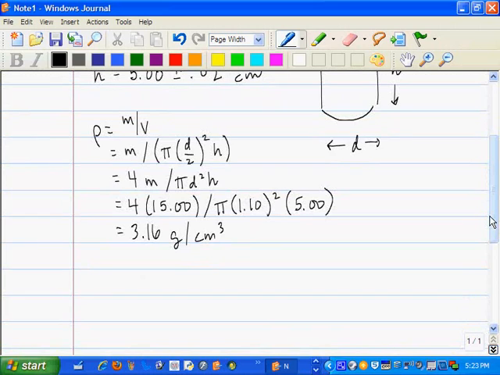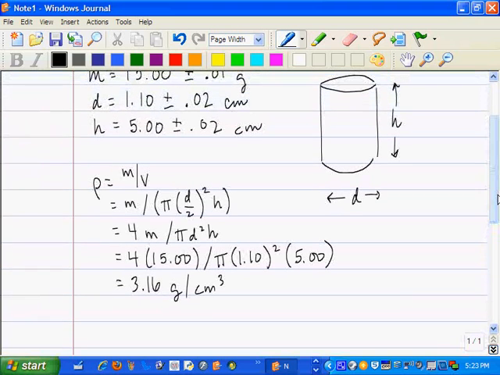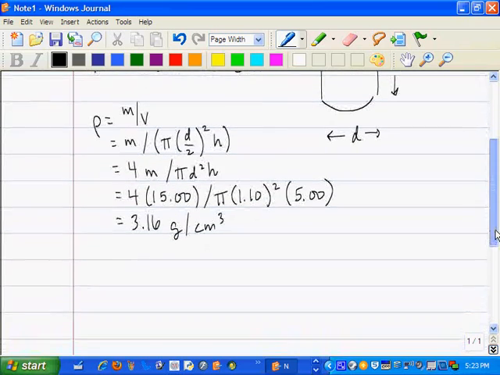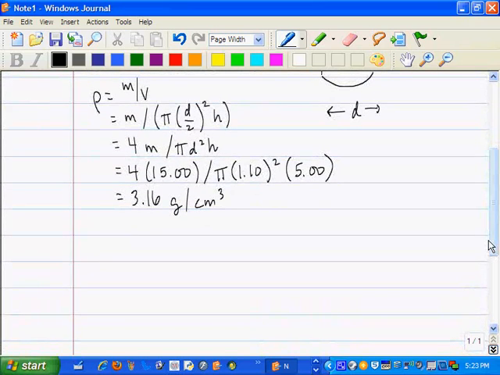And by the way, I can only use 3 significant figures in the answer because I'm limited to the 3 sig figs that I got in both the height and the diameter. So I have to cut my answer off at 3 significant figures. So let's now calculate the uncertainty.